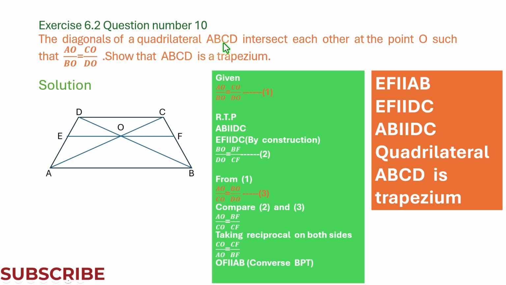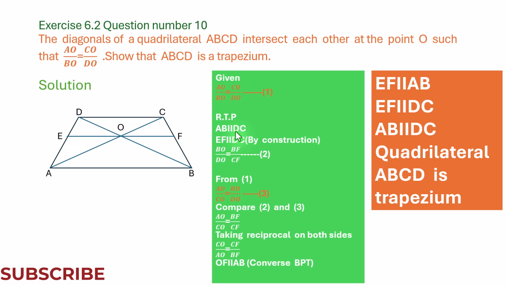The diagonals of quadrilateral ABCD intersect each other at the point O such that AO upon BO is equal to CO upon DO. Show that ABCD is a trapezium. Here, we need to show AB is parallel to DC. Draw a line through O, EF, parallel to DC by construction. Given AO upon BO is equal to CO upon DO. Required to prove AB is parallel to DC. If one pair of opposite sides is parallel, then the quadrilateral is a trapezium.